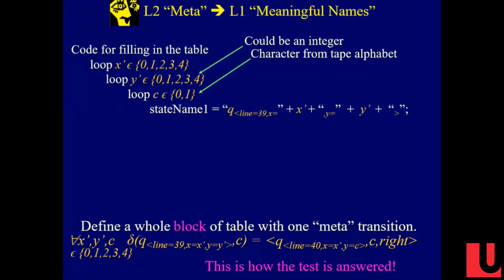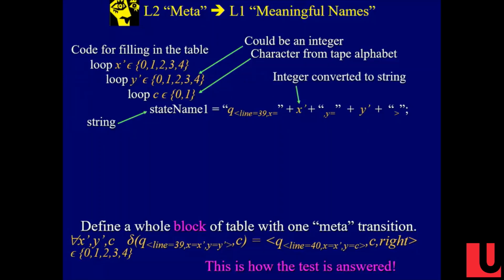All right, so now, given we know x prime and y prime, I have to know what state I'm in, right? And so I need to know the name of the state. And how do I get the name of the state? Well, a state name is what? It's a string of characters.